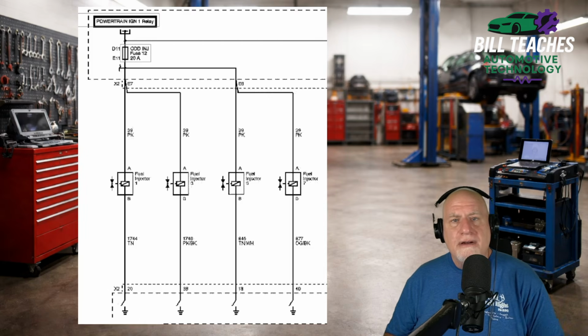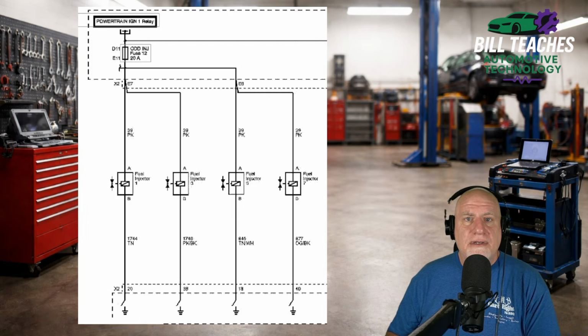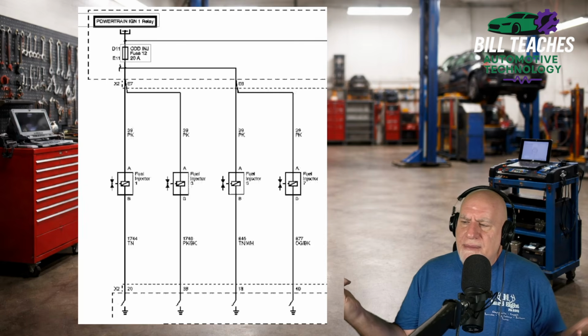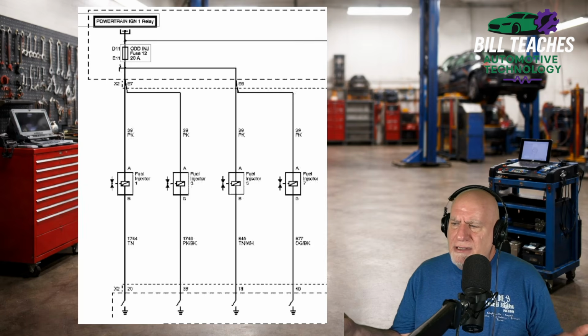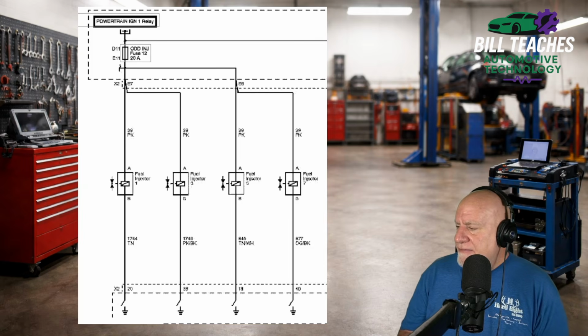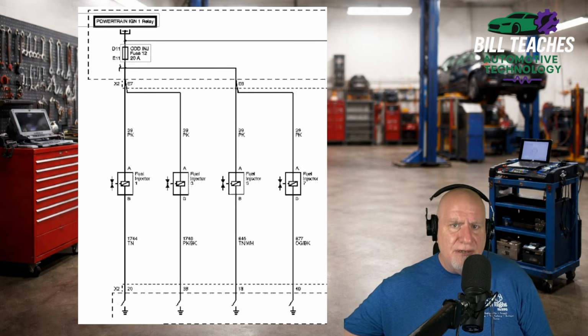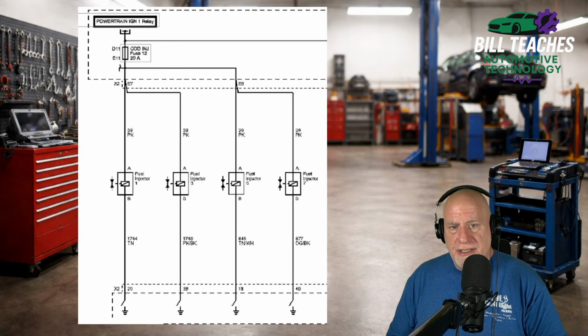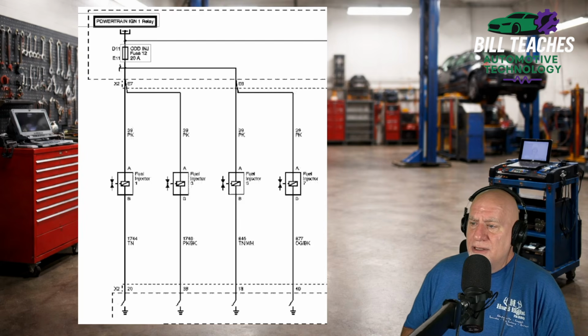But we have other questions. We have other scenarios. And now you're probably thinking, well, Bill, why have the fuse up there? Why have the 20 amp injector fuse up there, which looks like it's fuse 12 in this case? Why even have it if the ECM has this built-in circuit protection, right? That is a very valid question. So let's take a look at this.